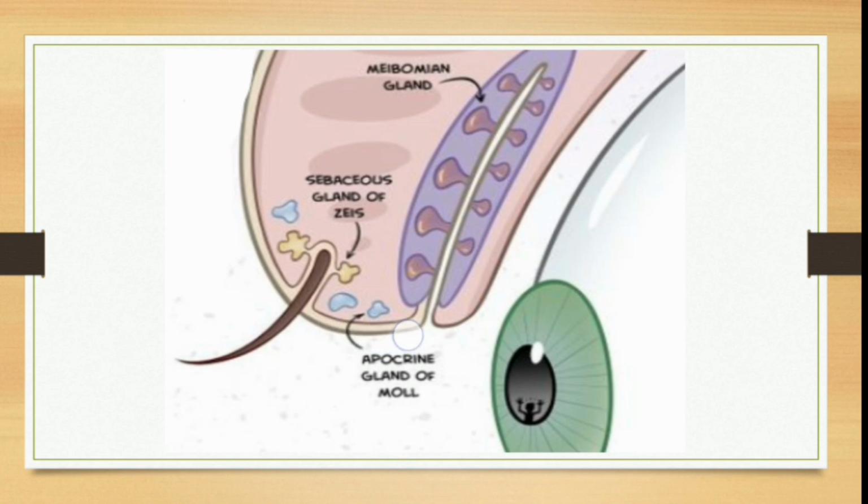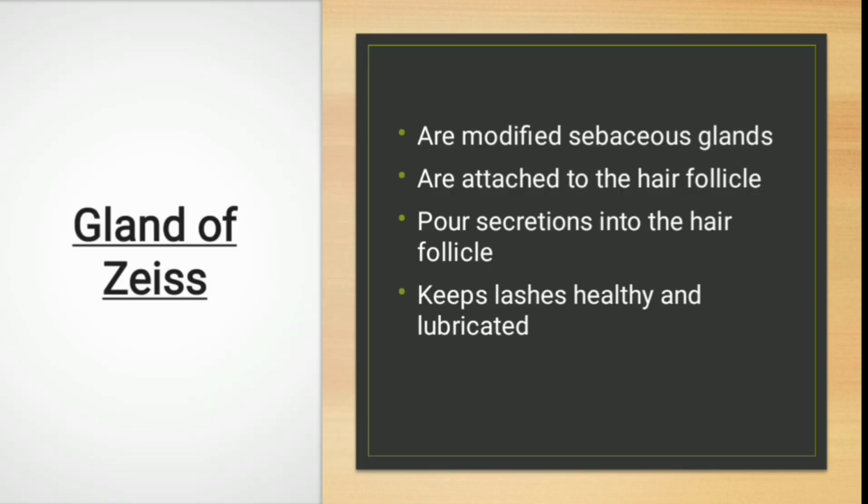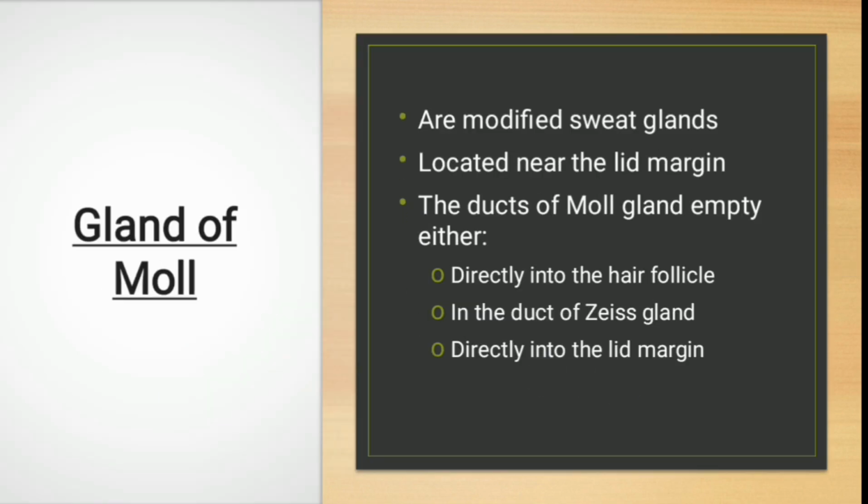This is the lid margin, and over here near the lid margin and the hair follicle we have the glands of Moll. While you will see the margins of the upper and lower eyelid, near the lid margin we have the glands of Moll, and on the base of the eyelash we have these glands, right? Their ducts open directly into the hair follicle.